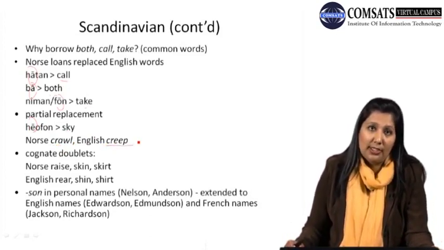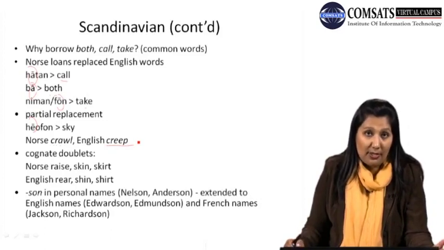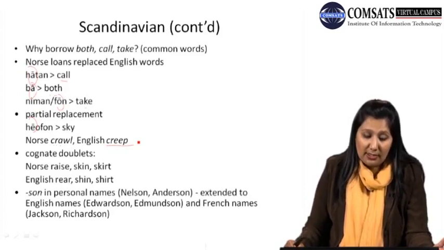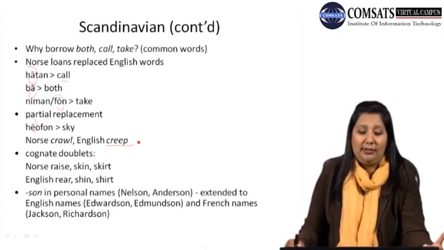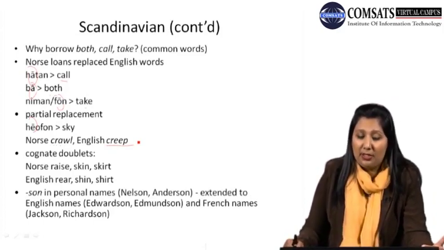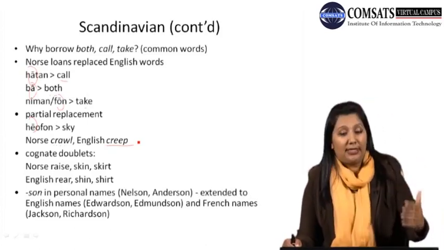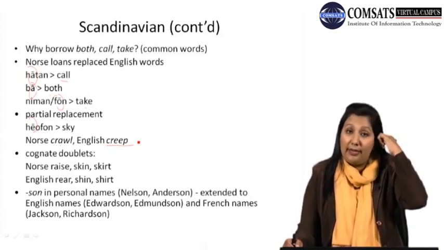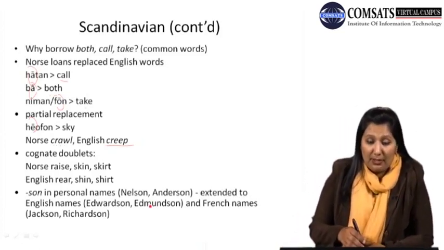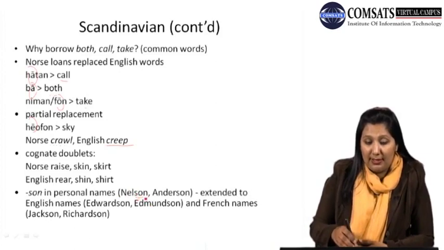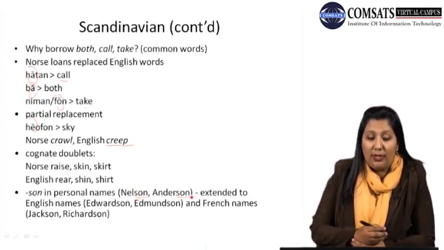We have already looked into the details of cognates, what these are and what differences they made, so I won't repeat them again. Cognate doublets are Norse raise, skin and skirt, and English rear, shin and shirt. Then some "son" personal names were also added. That was again an influence of the Scandinavian people and Scandinavian language. For example, look at the names Nelson, Anderson. This extended to English names.